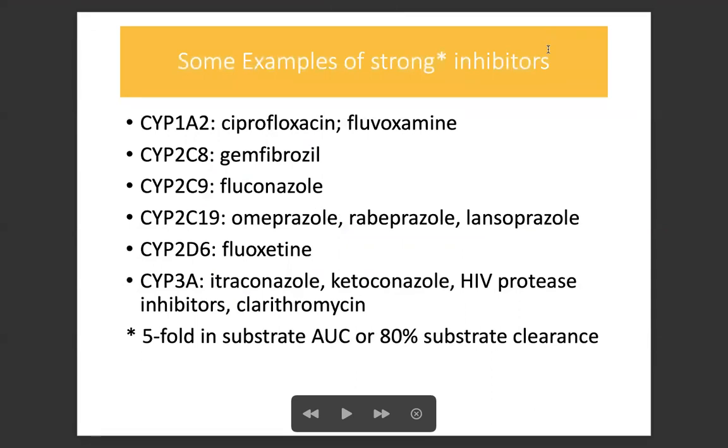So some examples of strong inhibitors for CYP1A2, we have ciprofloxacin, fluvoxamine, gemfibrozil, fluconazole, omeprazole, rabeprazole, lansoprazole, fluoxetine, itraconazole, ketoconazole, HIV protease inhibitors, and clarithromycin. So these are the following enzymes na i-metabolize ning ciprofloxacin, fluvoxamine, your CYP1A2, and then etc.